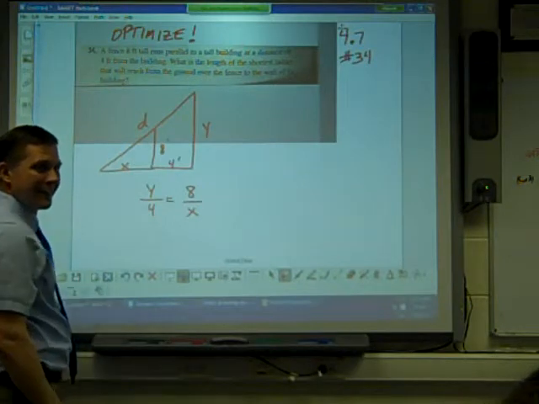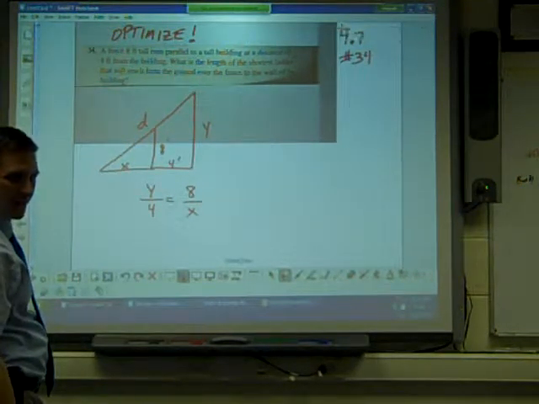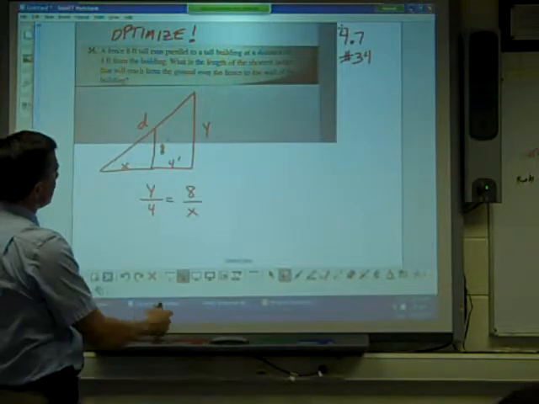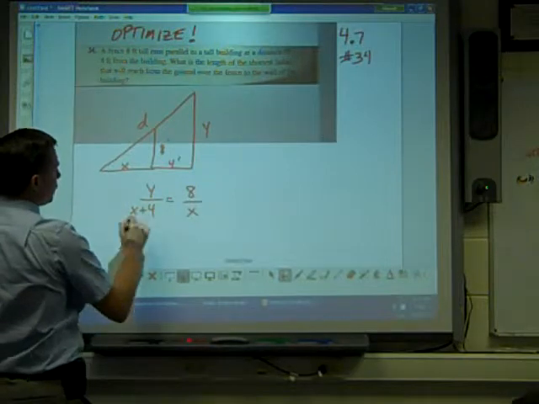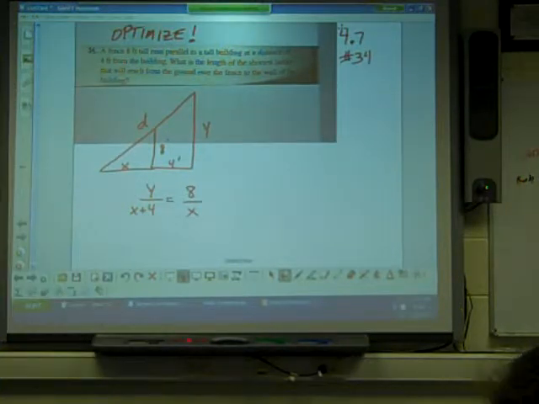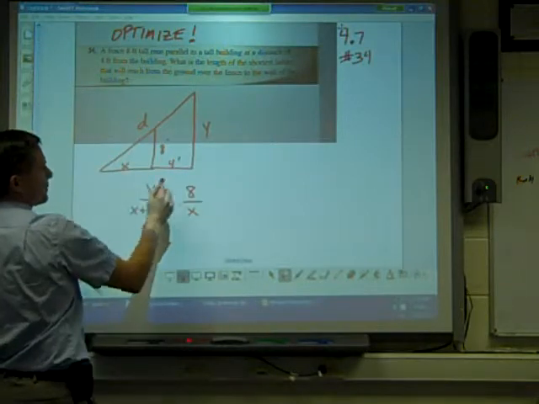No. Okay. So you can do the parts, all right? But I guess, hang on, if you want to do it that way, let's do it that way, because that's probably what you would remember. X plus 4. Okay. So now, what's the relationship between D, Y, and X plus 4?